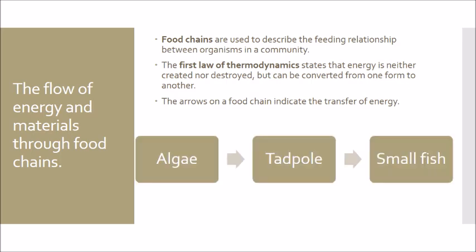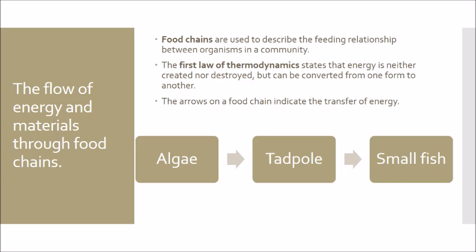Okay, so here's an example. You've got algae in a pond maybe, and this algae is photosynthetic. It is able to capture the energy from the sun, turn it into glucose, which has carbon in it, and is able to store it in its plant material, its algae material. And the tadpole feeds off this algae.